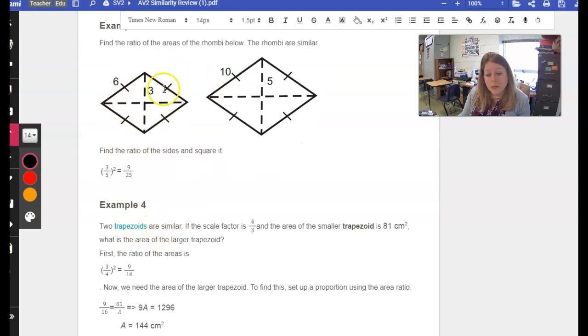So if you knew that the area of the first rhombus was 18, then the area of the second rhombus would be 50.